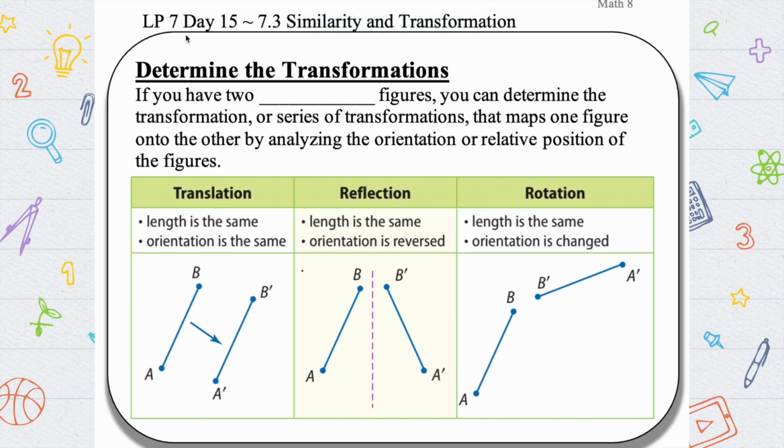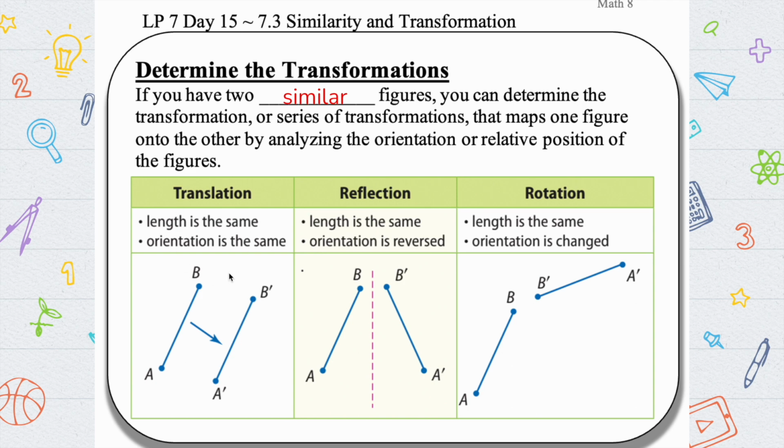So in this video, we're going to review how to determine which transformation we're seeing in a figure. If you have two similar figures, you can determine the transformation or series of transformations that map one figure onto the other by analyzing the orientation or relative position of the figure.